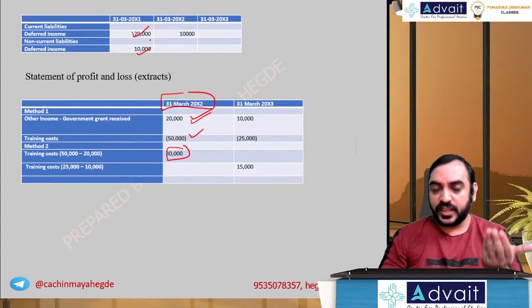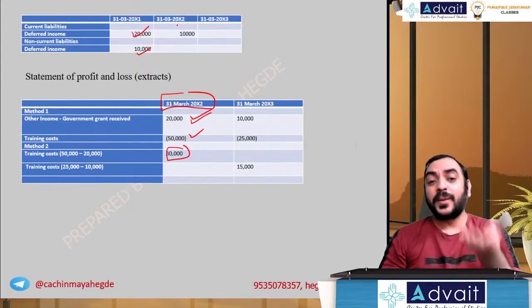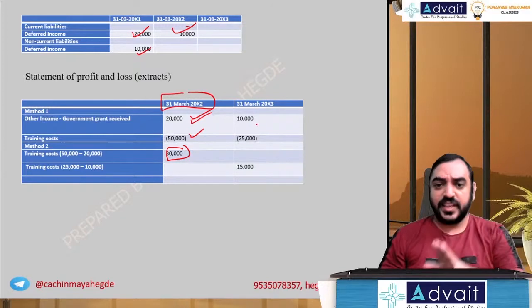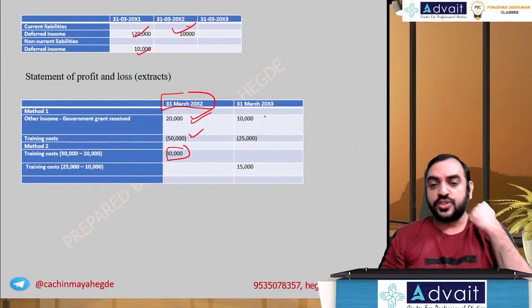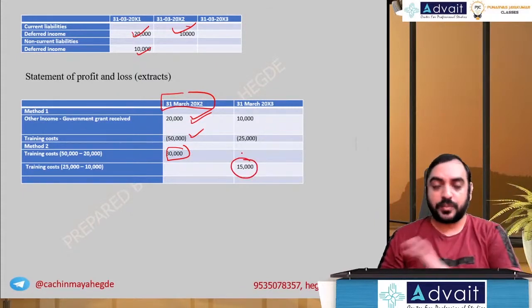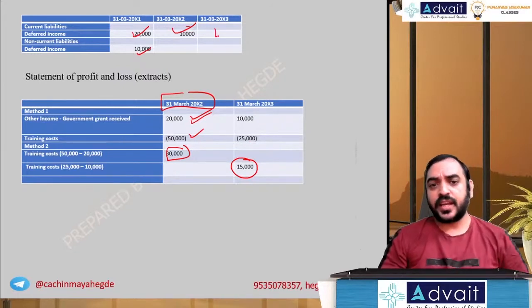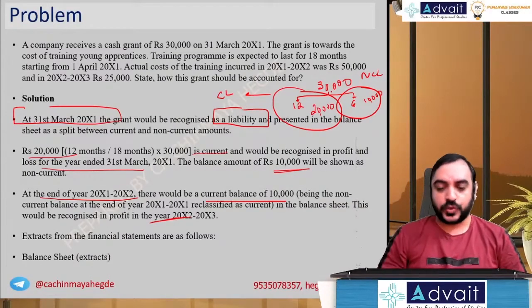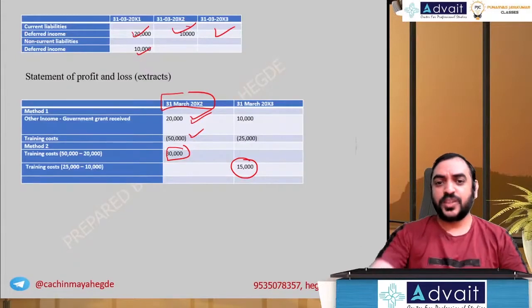So once you've taken 20,000 to the P&L account, next year what remains? Only the balance 10,000 remains, and that is for the next 6 months, so this will be shown as current. Again in the year 2002, you have two choices. You can show the income of 10,000 separately and 25,000 expense separately, or 10,000 minus 25,000, a 15,000 net expense. And everything is amortized by now. So on 31st March 2003, nothing is remaining in the balance sheet. So this is the solution. You can go through it. So this is towards Ind AS 20 problems.